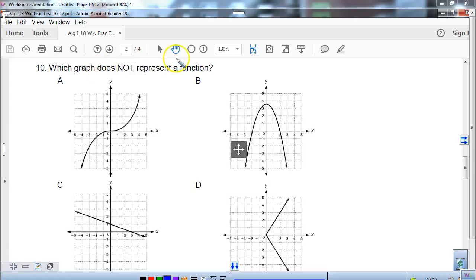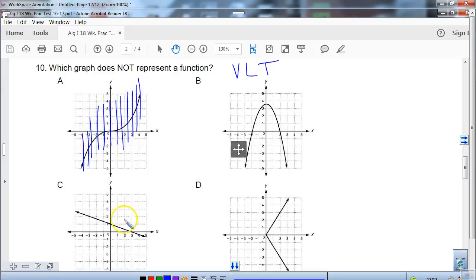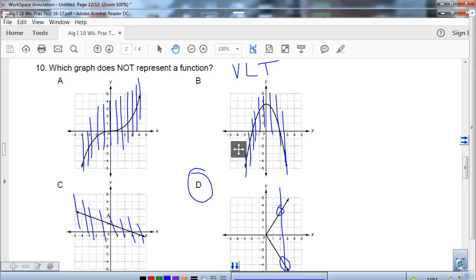Number 10 asks which graph does not represent a function. Now remember, when you have graphs, you can use your vertical line test. And that means that if you ever can draw a vertical line that crosses that graph in more than one place, what you have is not a function. A appears to pass, B appears to pass, C appears to pass, but D fails. It passes through the graph twice here. So D is the answer to number 10.